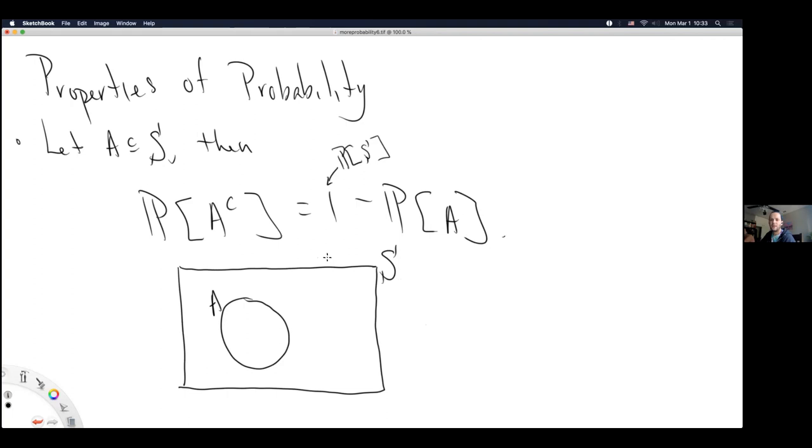Then essentially all we're saying is that the probability of the complement, that's everything out here, is just equal to the probability of what's left over. Maybe I could do it like this to help us all. A is everything in the circle. A complement is everything outside of the circle. The probability of the complement is just what's left over in the sample space that is not in A.